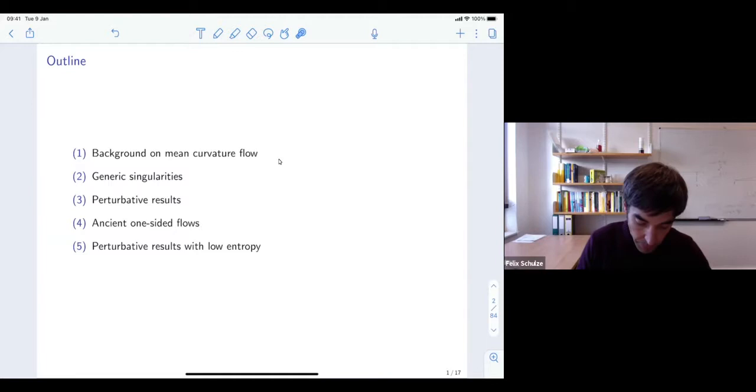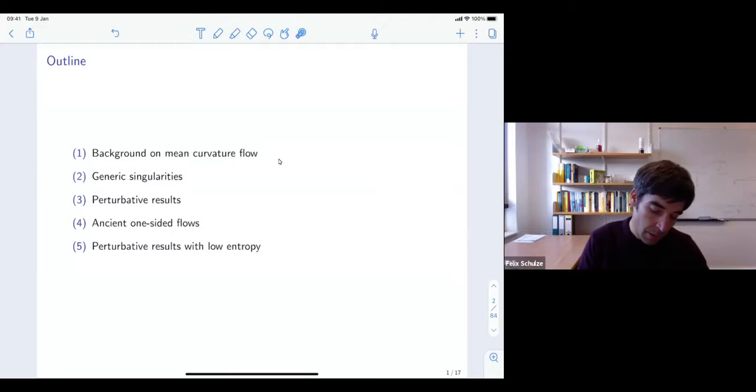I'll first give a bit of background on the mean curvature flow. I guess a lot of you will know mean curvature flow or geometric flows anyway, so I'll try to be a bit more brief on that, but please interrupt me if something there is not clear. And as everyone knows, one of the essential questions in these geometric flows is to understand singularities. And for mean curvature flow, there's a notion of generic singularities. I'll explain what generic means here and why these are called generic.